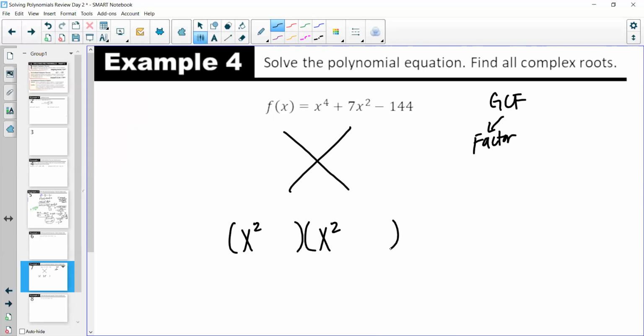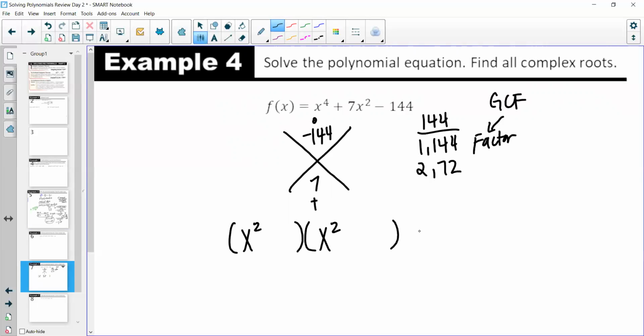Unlike when we have a trinomial with an x squared and we just factor it out, I need two numbers that multiply to negative 144 and add to 7. So as I'm running through that list of numbers, what are numbers that multiply to 144? Well, I know that 144 can be broken down into obviously 1 and 144 and 2 and 72, but I don't want to keep trying all those numbers.